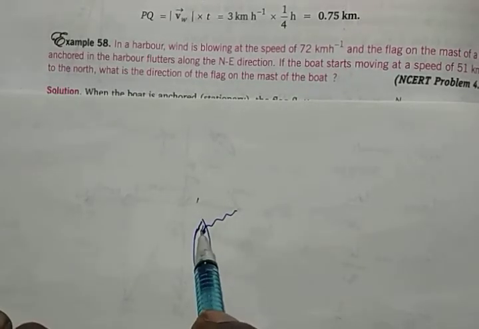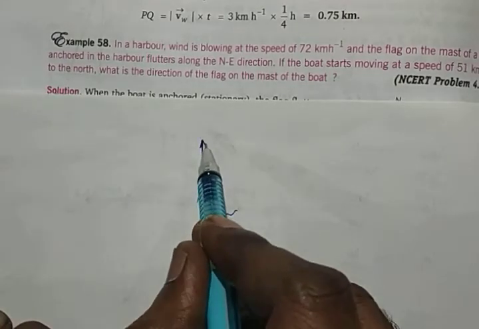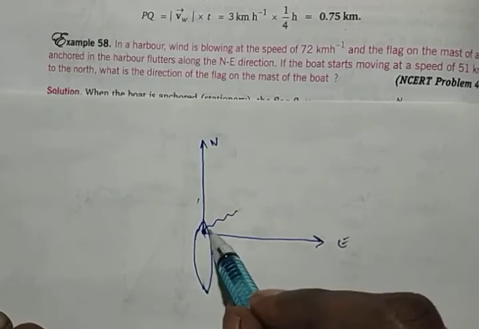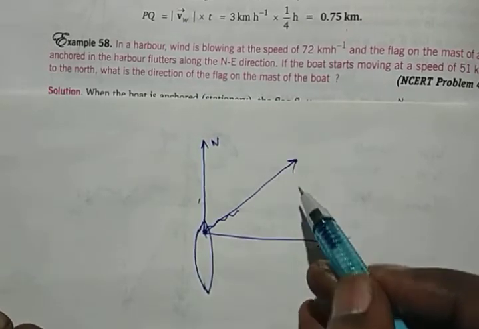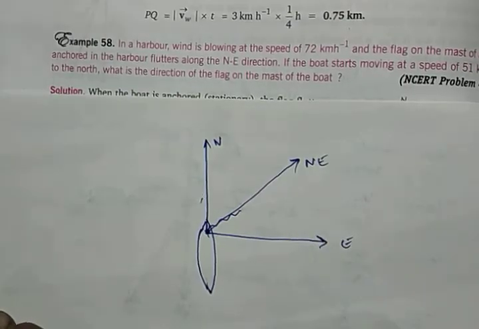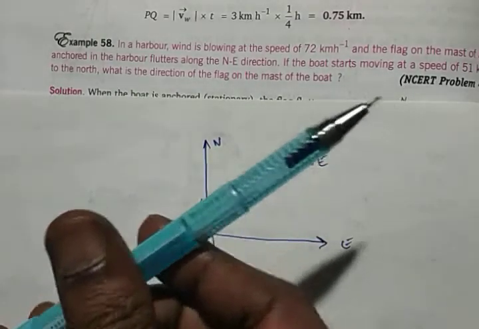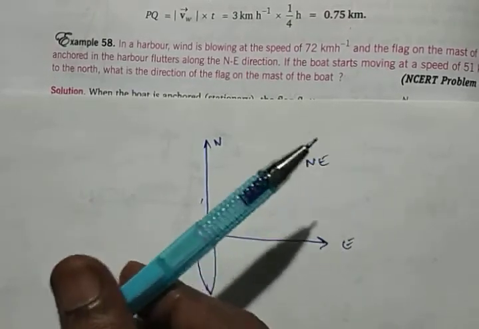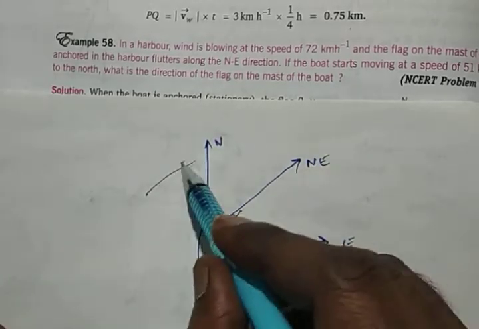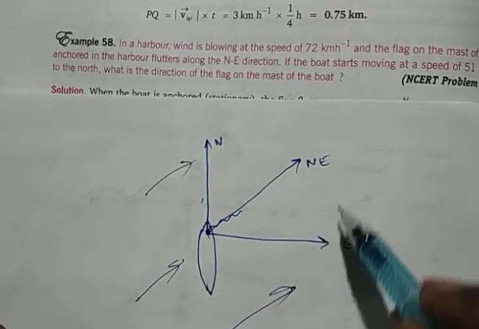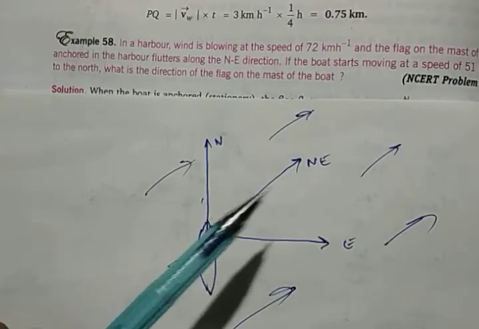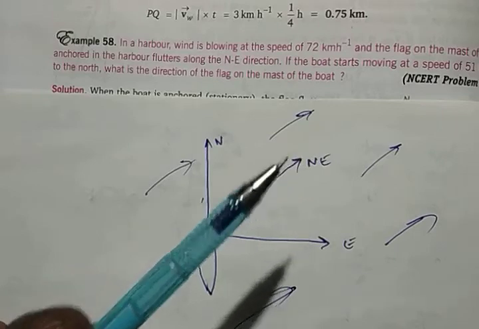So you find here, this is north and this is east, exactly 45 degrees northeast direction. The flag is fluttering. That means if the flag is moving in this direction, the boat is just stationary here. The flag is going in this direction means which direction the wind is blowing? The wind is blowing in this direction here. This is the wind direction. That's the reason the flag is fluttering in this direction.